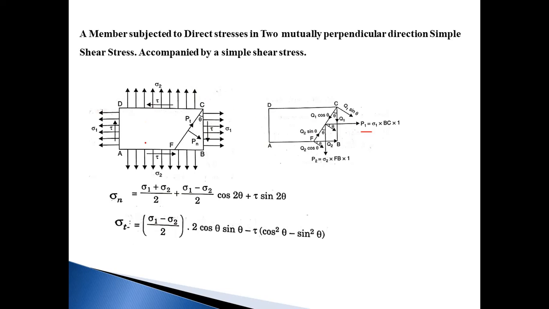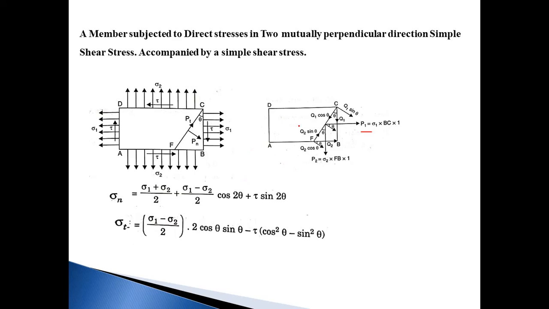So there are three external applied forces, and now six components with respect to this FC line. So sigma n becomes sigma 1 cos theta plus sigma 2 sin theta plus tau sin theta plus tau cos theta. These four components are divided by the area of FC.